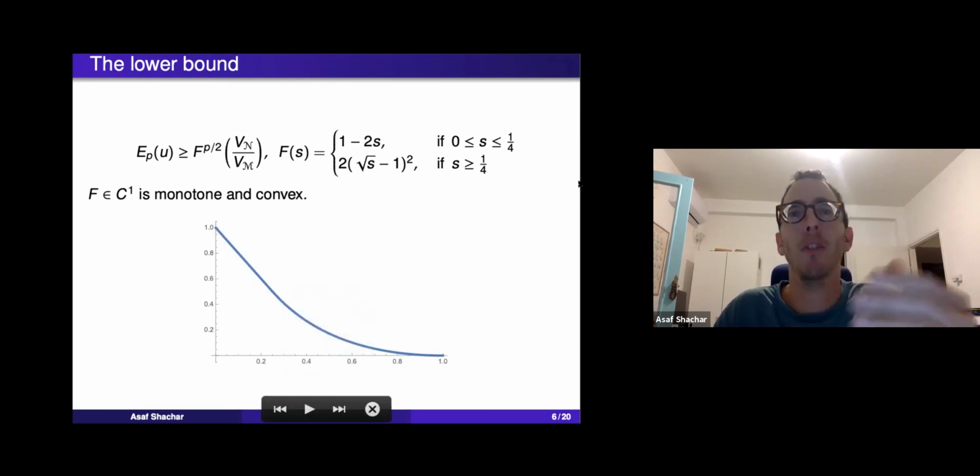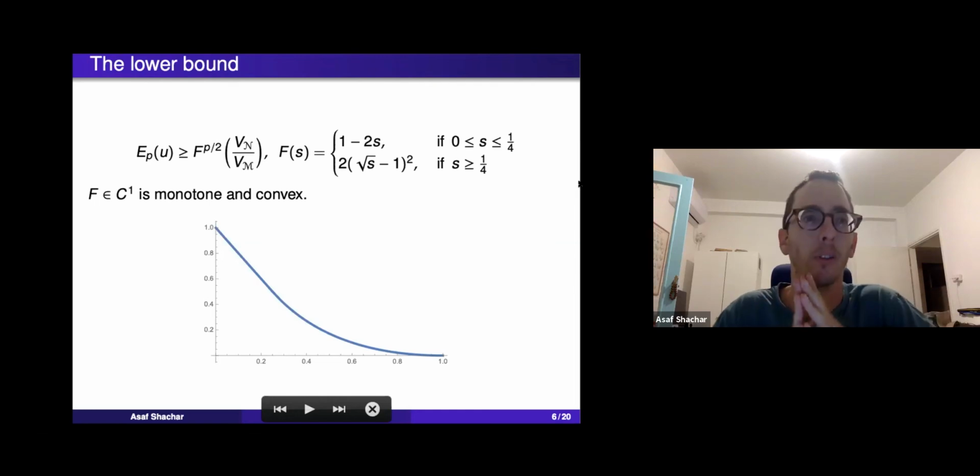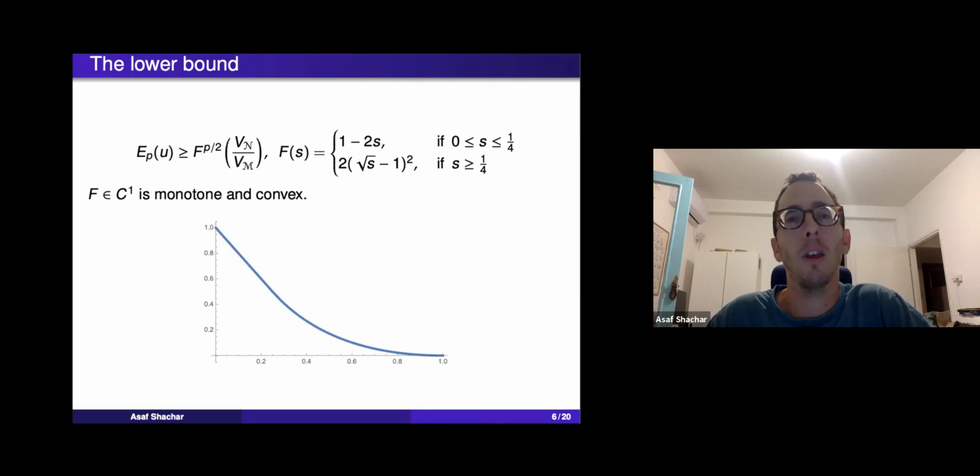And F is explicitly given here. And I want to note a few things. So first, it turns out that F is a C1. This is, you can just check it easily. And it's monotonically decreasing and convex.